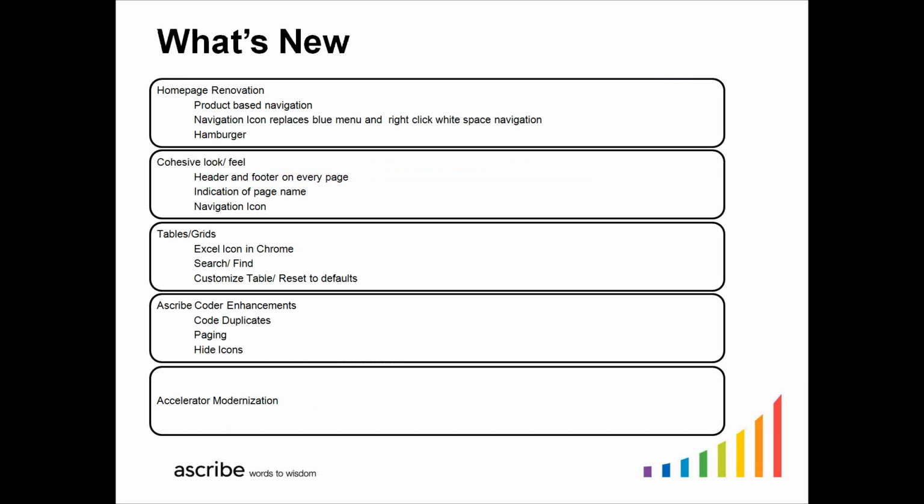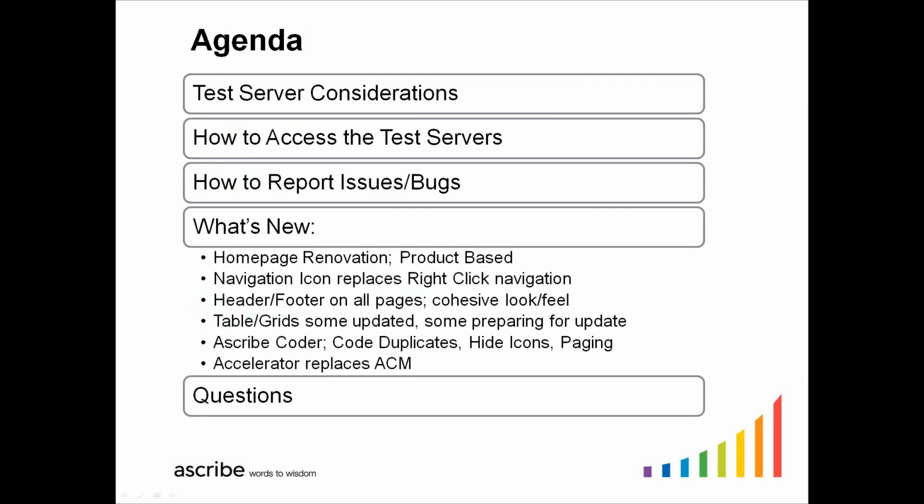With a header and footer icon on every page, an indication of the page that you're on, and again, the navigation icon. Our tables and grids have been updated. We'll talk a little bit about that, and then we'll go into the Ascribe Coder enhancements. And I'll talk very briefly about the modernization of Ascribe Accelerator.